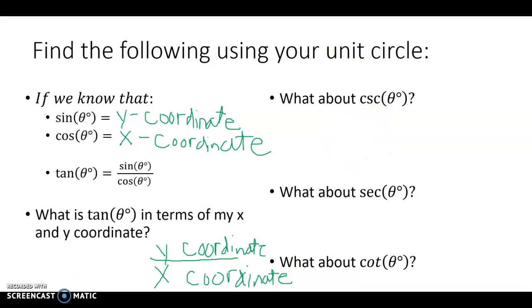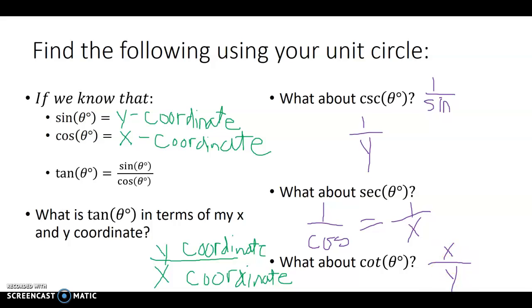Now, what about cosecant? Cosecant is the opposite of sine, because cosecant is 1 over sine. So that means cosecant is 1 over y. Okay? Secant is 1 over cosine. So that's 1 over x. And then cotangent is cosine over sine. So that would be x over y, or the x-coordinate over the y-coordinate, okay?